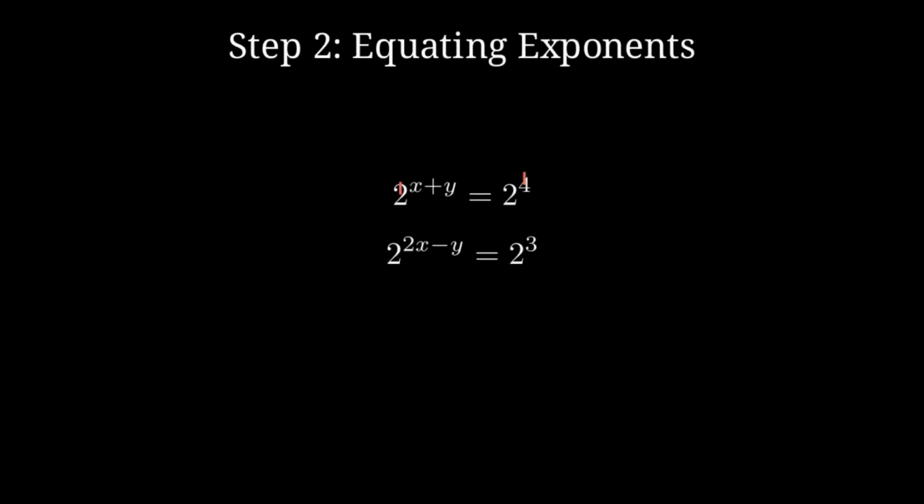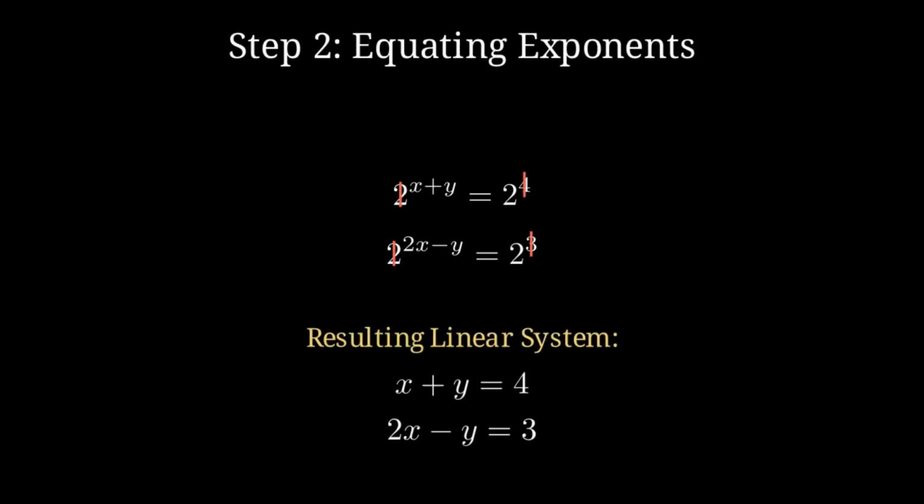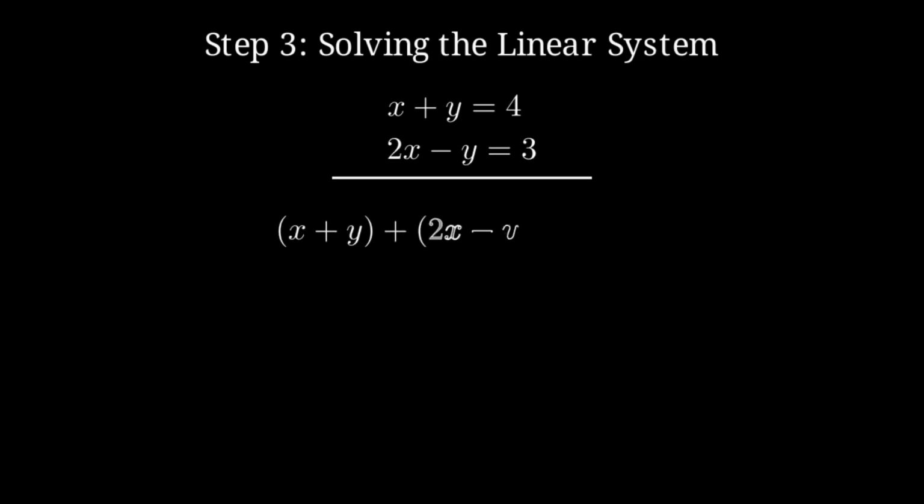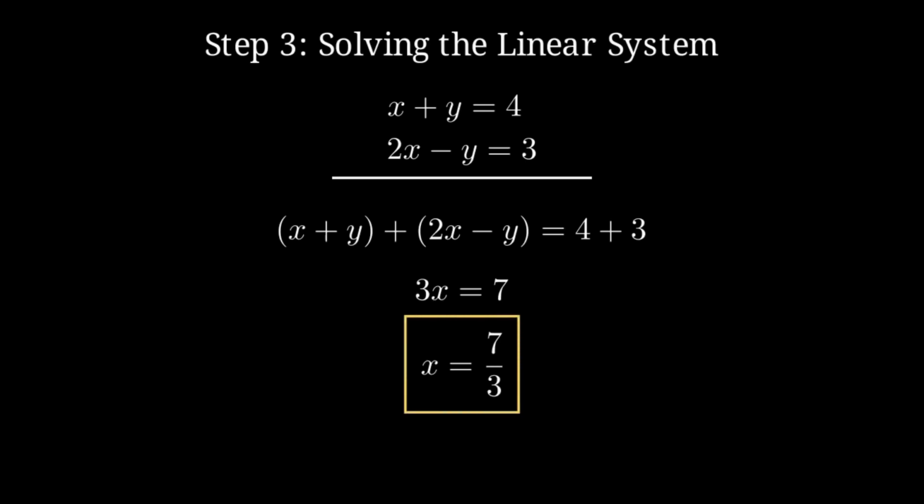We are left with a simple linear system, x plus y equals 4, and 2x minus y equals 3. We have successfully converted an exponential problem into a linear one. We solve this system using elimination. Adding the two equations cancels out the y terms, leaving us with 3x equals 7. Dividing by 3 gives us our x coordinate, 7/3.